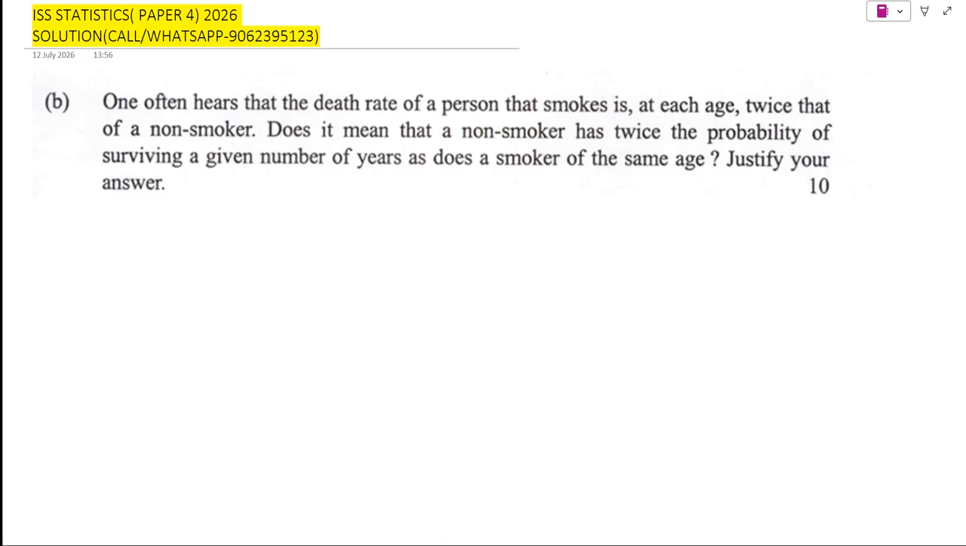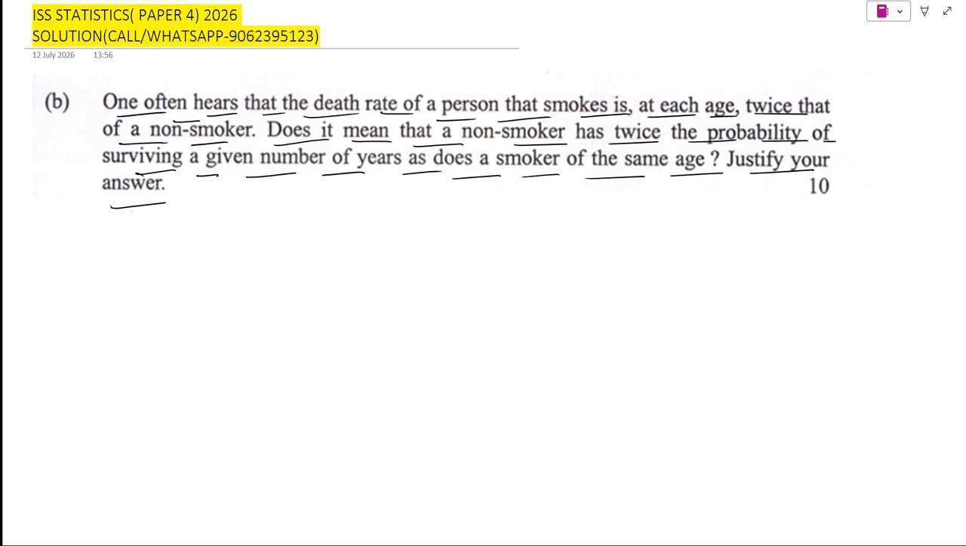So read the question first. One often hears that the death rate of a person that smokes is at each age twice that of a non-smoker. Does it mean that a non-smoker has twice the probability of surviving a given number of years as does a smoker of the same age? Justify your answer. Now, first identify the keyword.